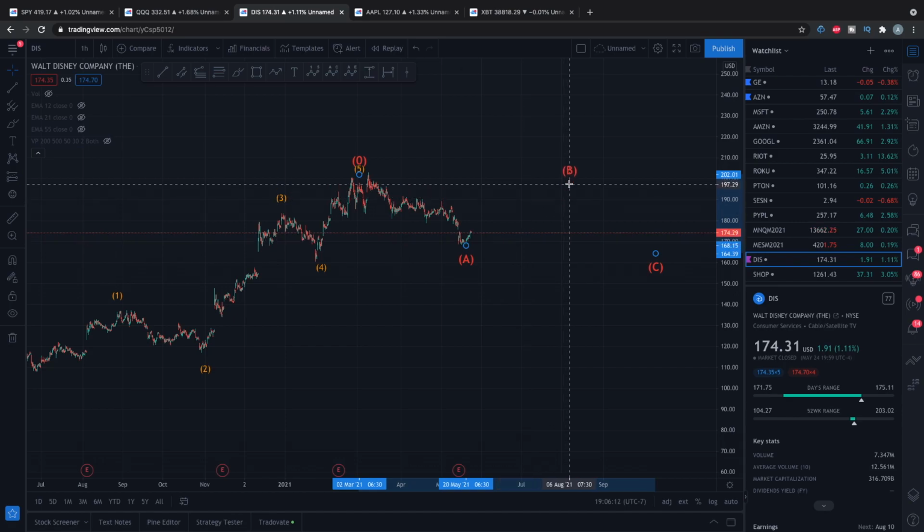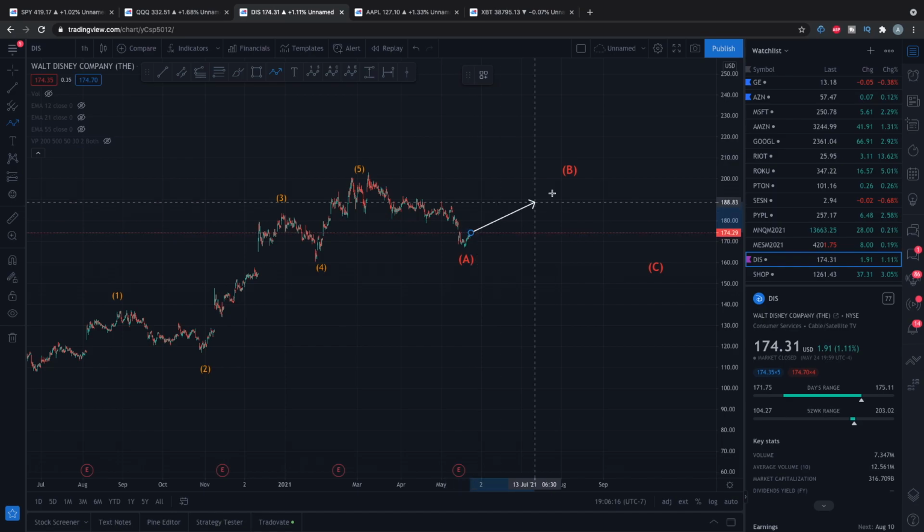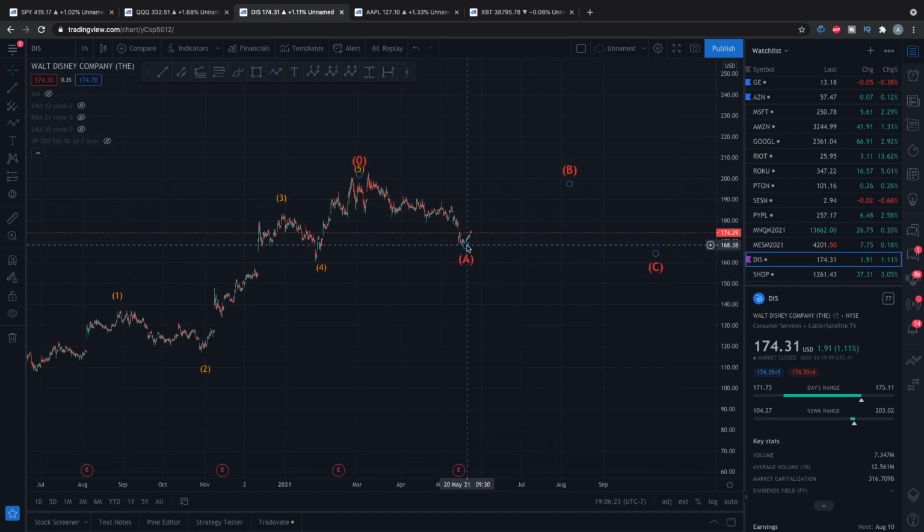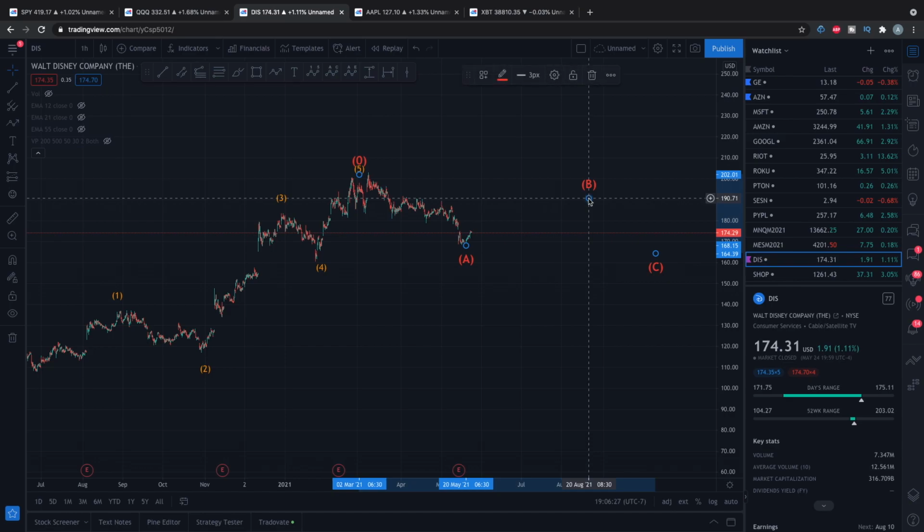But yeah, Disney looks to be forming an ABC. So we're targeting the B wave upwards, and we could just see some kind of 3-wave move to the upside, and then we come crashing down for the C wave. So no matter what you do, I think that you could target Disney as a possible going long play.